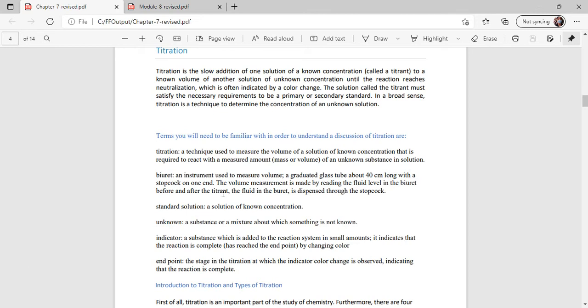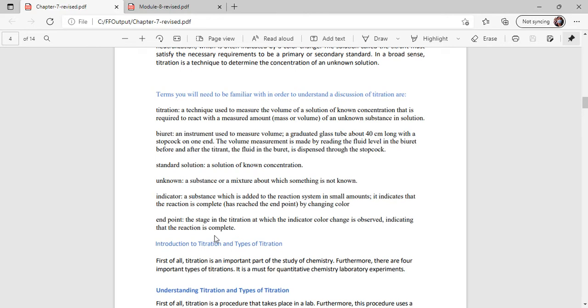Next, the volume measurement is made by reading the fluid level in the burette before and after your titration. Then the fluid in the burette is dispensed through the stopcock. Then for your standard solution, a solution of a known concentration. Then for your unknown, it is a substance or mixture about which something is not known. Then your indicator is a substance which is added to the reaction system in small amounts. It indicates that the reaction is complete, the change in color. Then you have your endpoint. It is the stage of your titration at which the indicator color change is observed, indicating that the reaction is now complete.